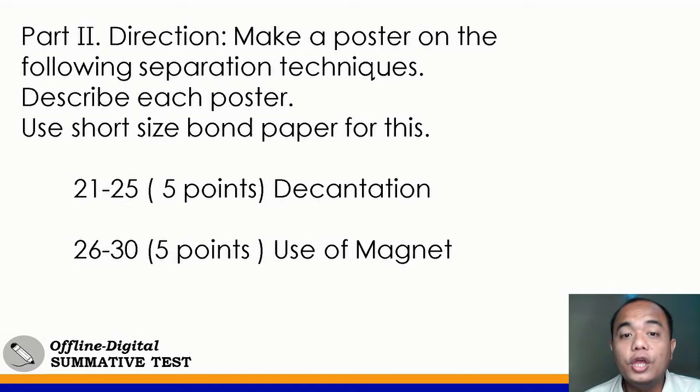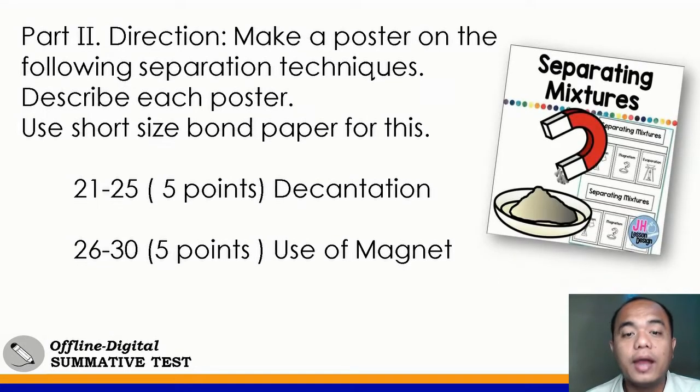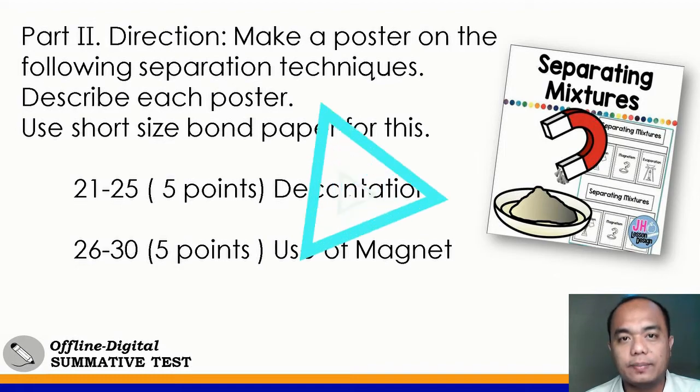Now, on part 2, you are asked to make a poster on the use of magnets. For those who have already finished their electronic poster or have submitted, don't worry. But for those who have not yet submitted, I'll give you a chance to submit your part 2 of your summative test on Friday. Since this is only a review this week, what you will work on after watching the video is your poster or electronic poster, if you have not yet submitted.